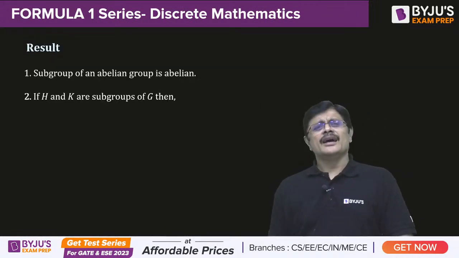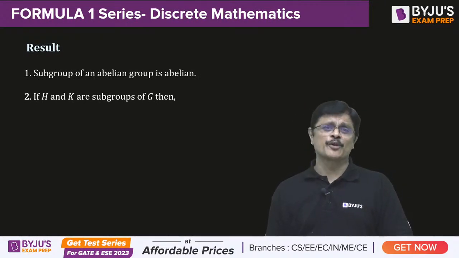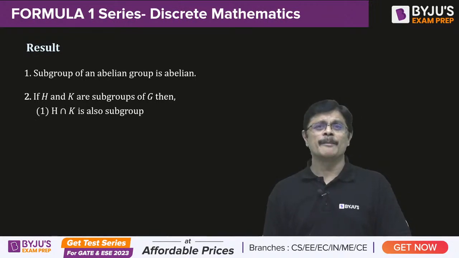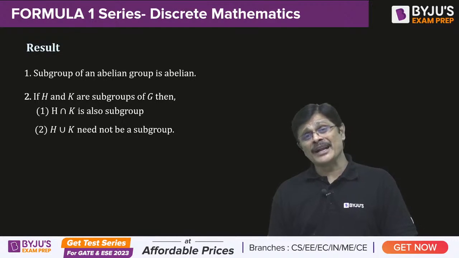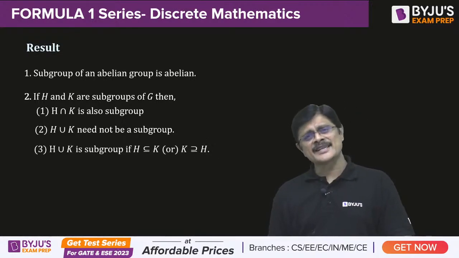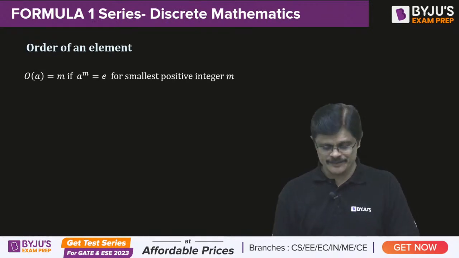And a subgroup of an abelian group is 100% abelian, sir. If H and K are subgroups, their intersection is a subgroup, but their union need not be a subgroup. But if one is contained in the other, like H is a subset of K or K is a subset of H, then H union K also will be a subgroup.